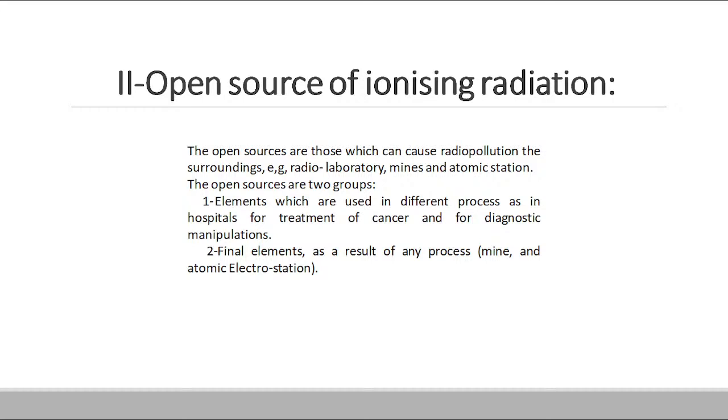Second, open sources of ionizing radiation. The open sources are those which can cause radio pollution in the surroundings, for example, radio laboratory, mines, and atomic station. The open sources are two groups. First group, elements which are used in different processes, as in hospitals for treatment of cancer and for diagnostic manipulations. And second, final elements that result from any process, mine and atomic electrostation.